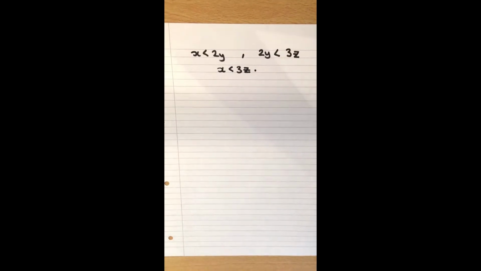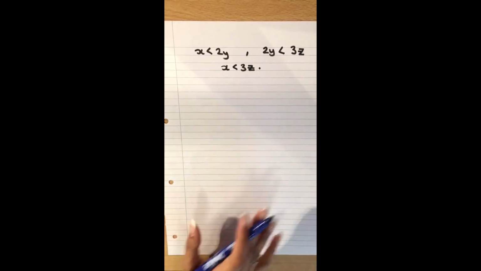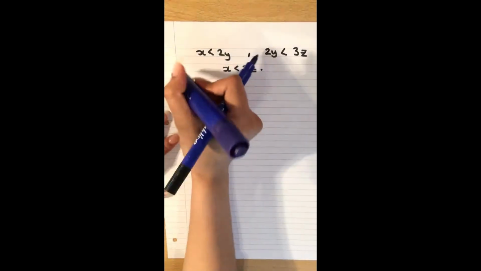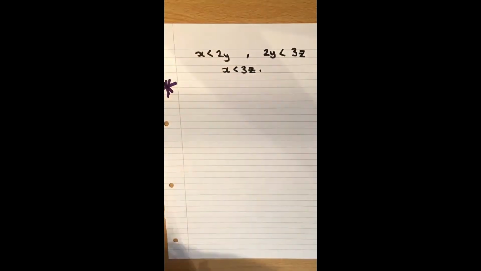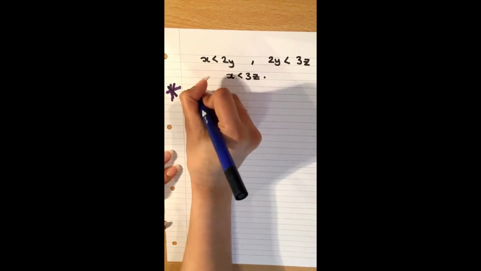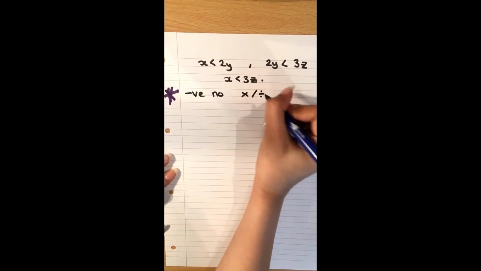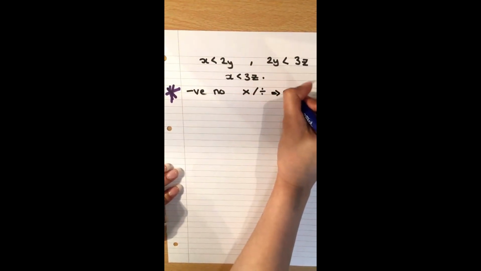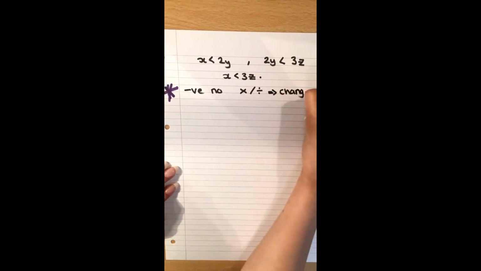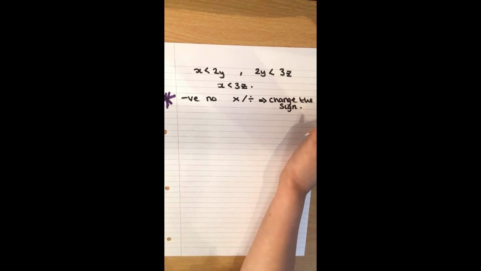Now, we have the most important difference between equalities and inequalities. So, if you divide or multiply through by a negative number, multiply or divide, then change the sign. I'll show you what I mean.